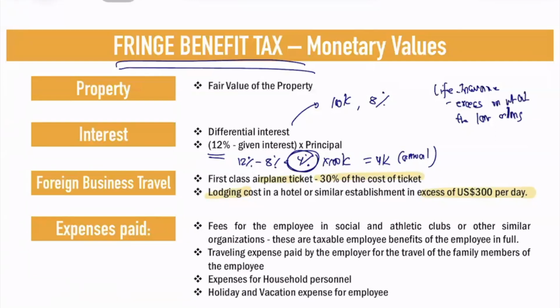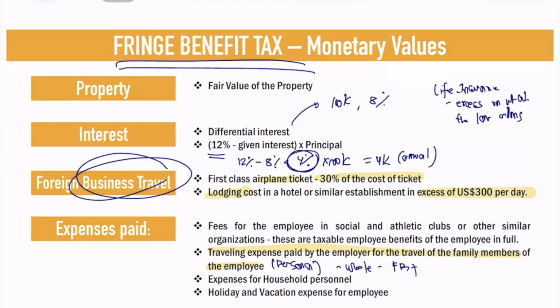So if ever it is a personal travel, just like here in your expenses paid, the whole amount is considered subject to FBT. But if ever for business, then we have certain amounts. For first class airplane ticket, 30% of the cost of the ticket is considered subject to fringe benefit tax. While the lodging cost is, if ever it is in excess of $300 per day, then it is also subject to fringe benefit tax. Why is there a limit here?